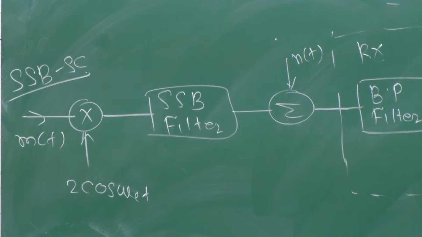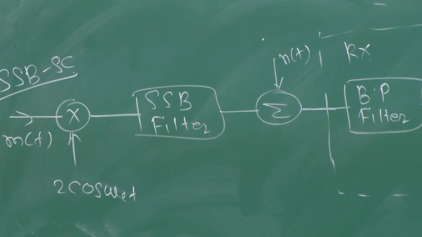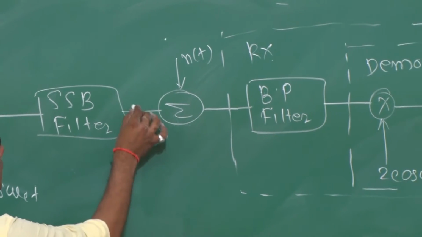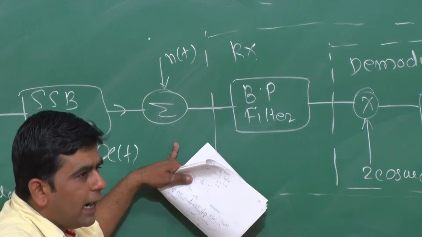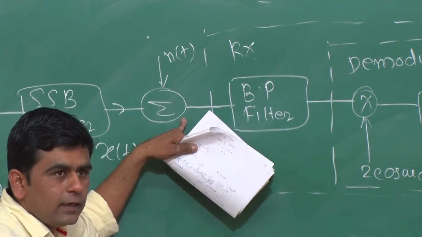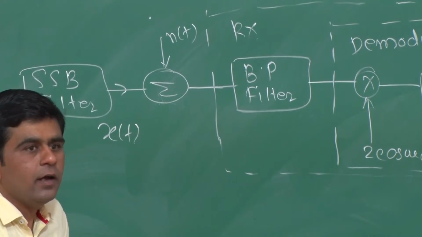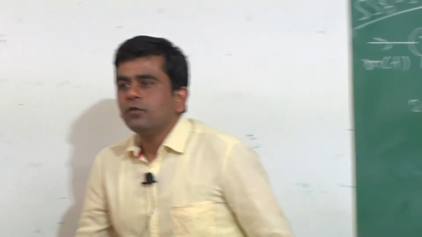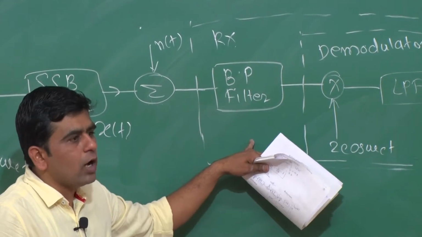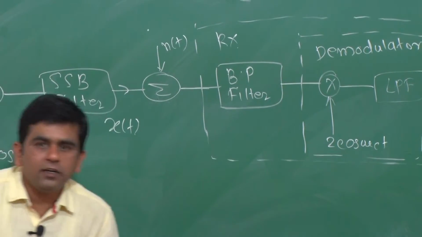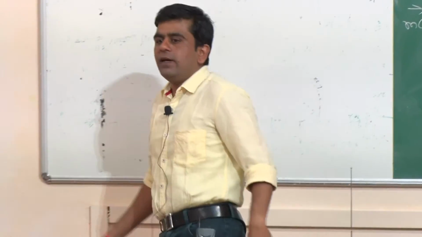Then it gets filtered out from the SSB filter. Here we get the signal x(t) added with your noise n(t). Here n(t) is nothing but your AWGN, which is a narrowband noise that can be represented by its quadrature representation, that is the in-phase component and quadrature component, which is input to your receiver. The receiver contains two blocks: a band pass filter with center frequency Fc and bandwidth capital B.